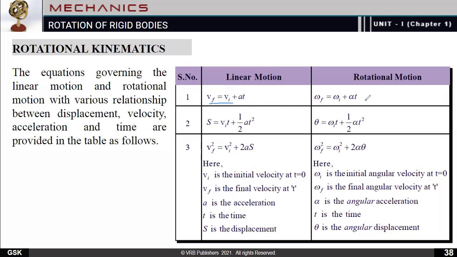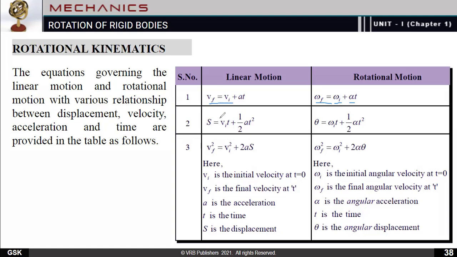But coming to rotational motion, the angular velocity is described with the symbol omega f, that is the final angular velocity, and omega i indicates the initial angular velocity. And here the angular acceleration is represented by the symbol alpha. So wherever vf appears, it can be replaced with omega f, that is, angular velocity omega instead of linear velocity v.